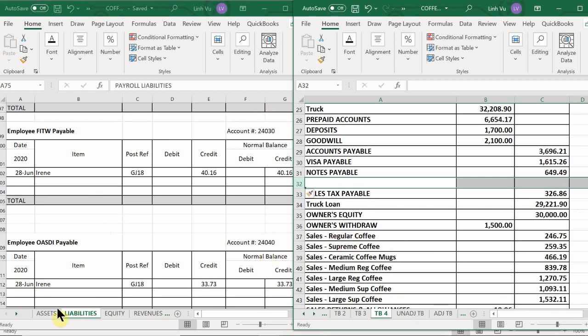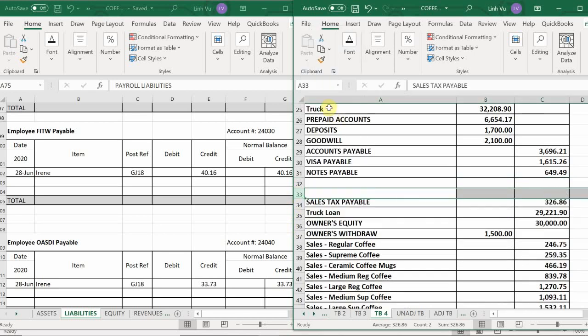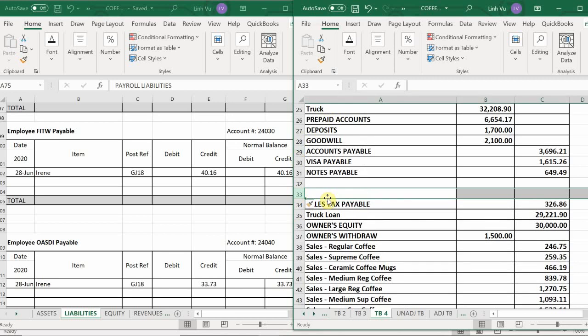So I'm going to do the same thing again. Click on sales tax payable and insert another one. Unfortunately, there's no quicker way to copy and paste a bunch of cells in here. You actually have to do it one at a time. So insert that in there.